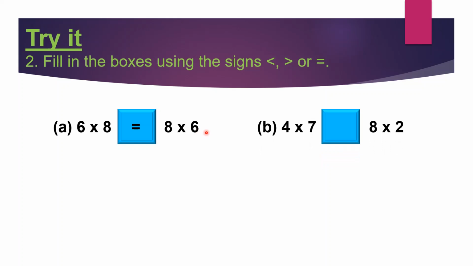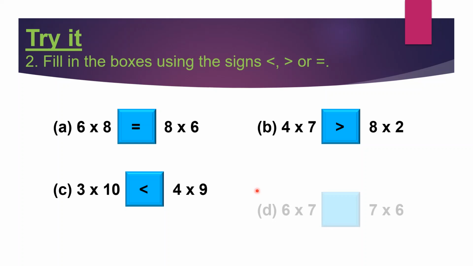So we have here 4 times 7 blank 8 times 2. So the answer is greater than. Okay, greater than. Next, number 3. So 3 times 10 blank 4 times 9. What is 3 times 10? 30. What is 4 times 9? That is 36. So that means 3 times 10 is less than. Okay, less than.